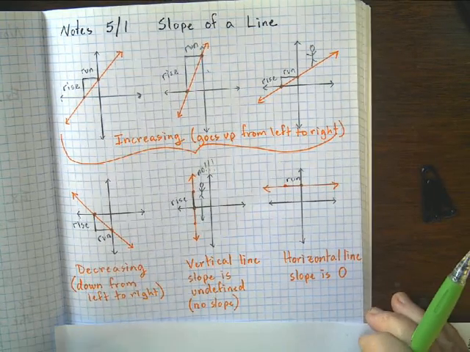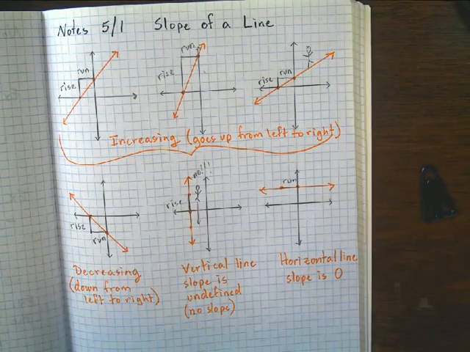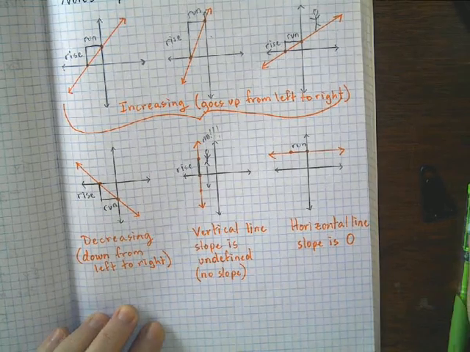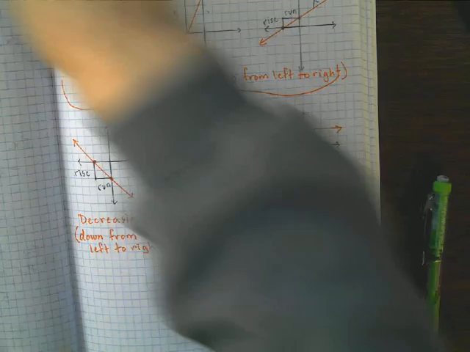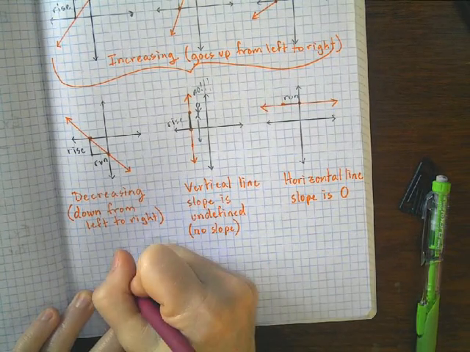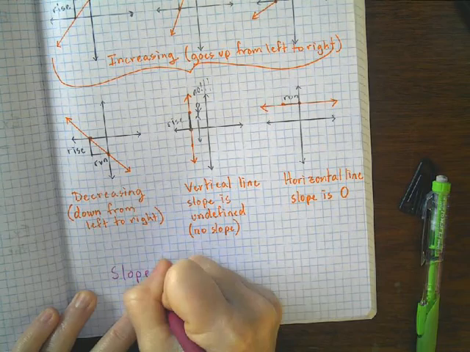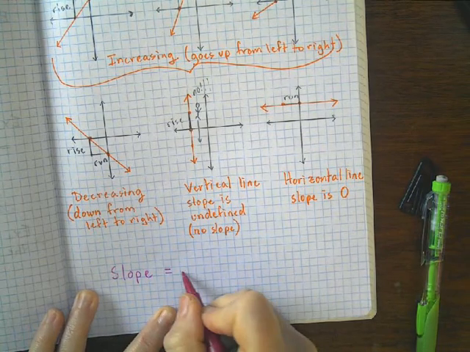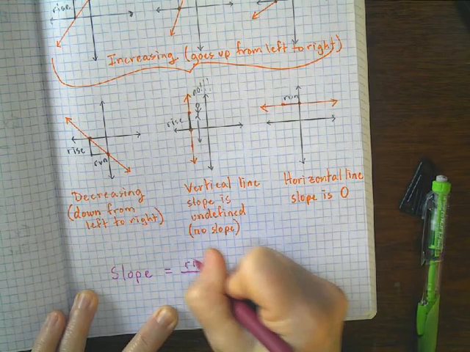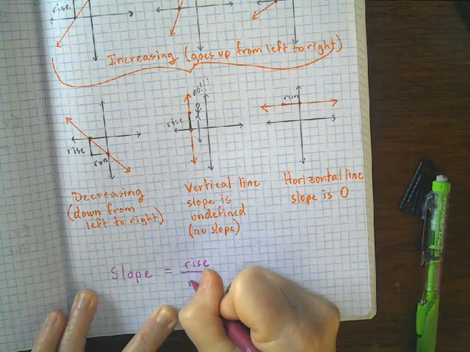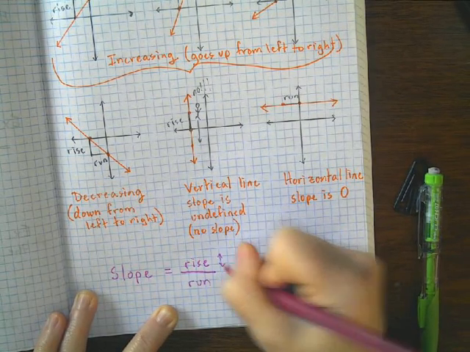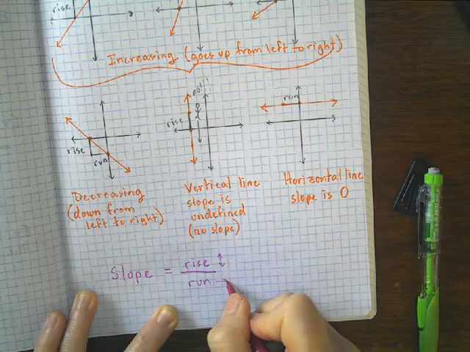Okay, so how do we put numbers to this? We put numbers to the rise and the run, and we make a fraction. So slope, we make a number for the slope by making a fraction, and we put the number for the rise on top and the run on the bottom. Rise, remember, is how far up or down it's going, and run is always to the right.